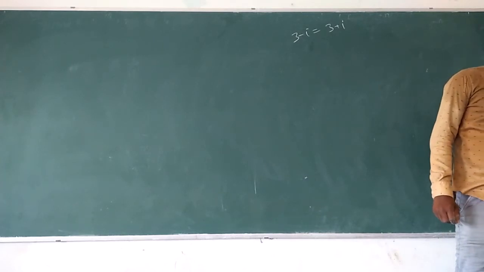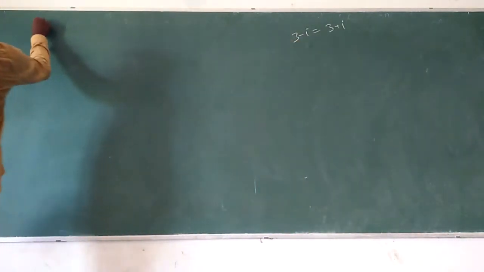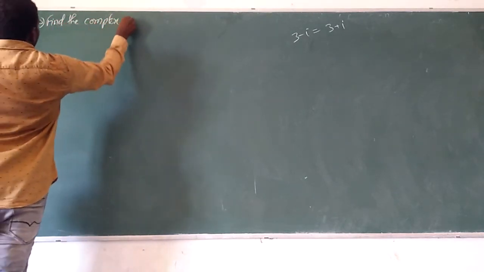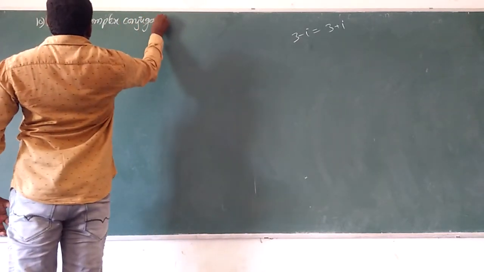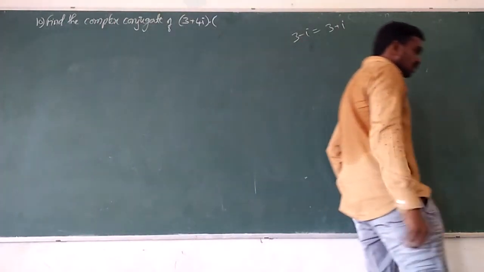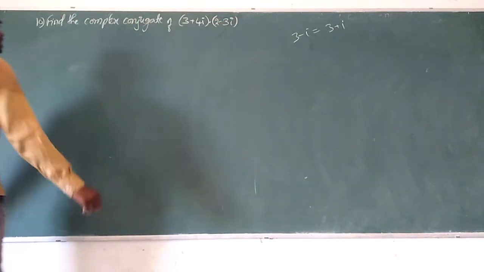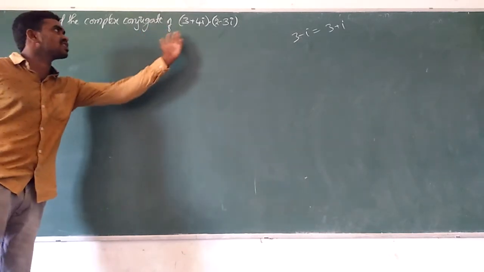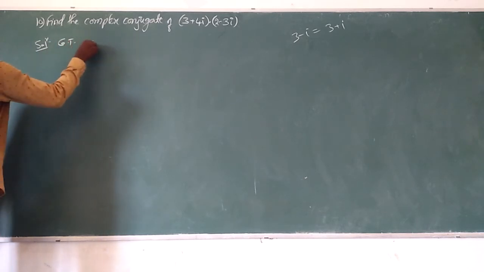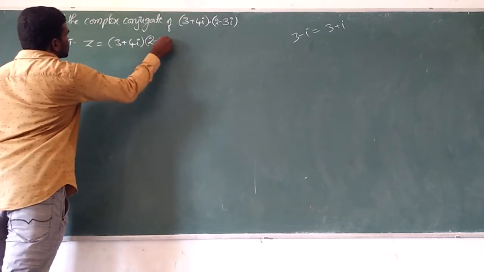So let us see one question. Find the complex conjugate of 3 plus 4i into 2 minus 3i. This is the question. First of all, simplify this. Let us take, I am writing, given that z equal to 3 plus 4i into 2 minus 3i.